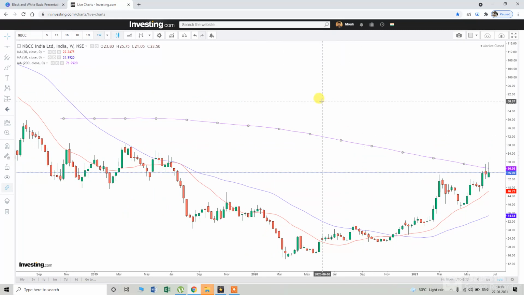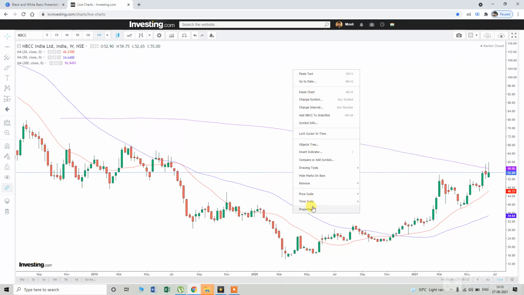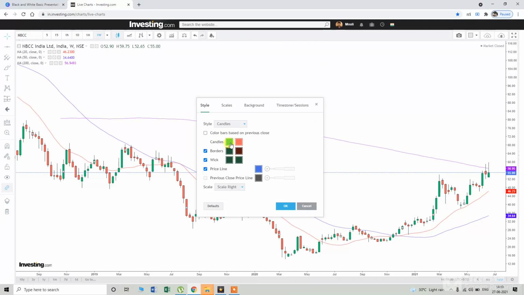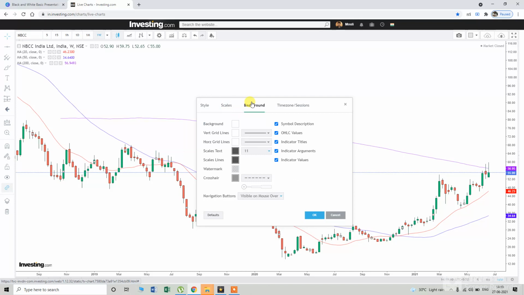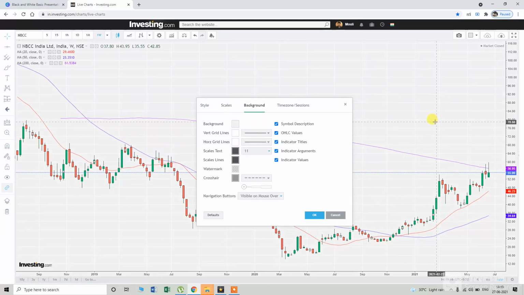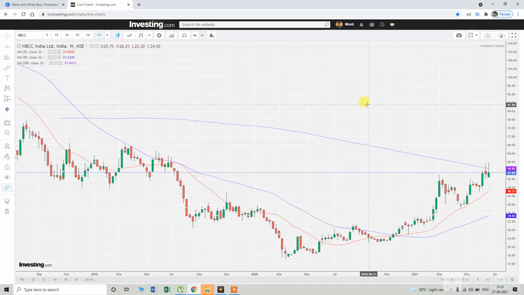One more thing, we have many options in this tool, like we can change the backgrounds and the color of these candles also. You can do it by right clicking the mouse and going to properties. Here you can change the color of the candles, borders, wick and price line, and the scale can also be changed. I want to change only the background because it will be very clear. I think this is more clear than the white one. That's okay.